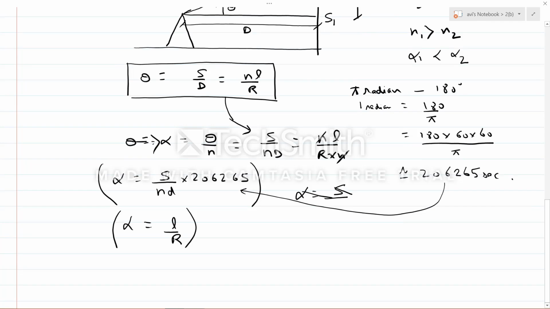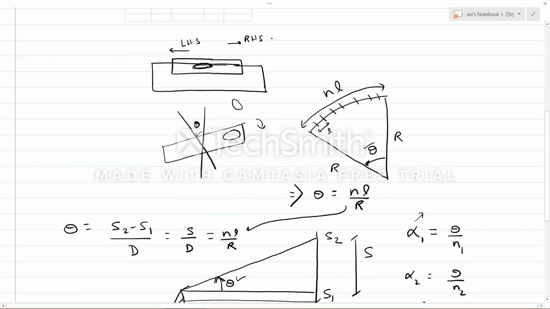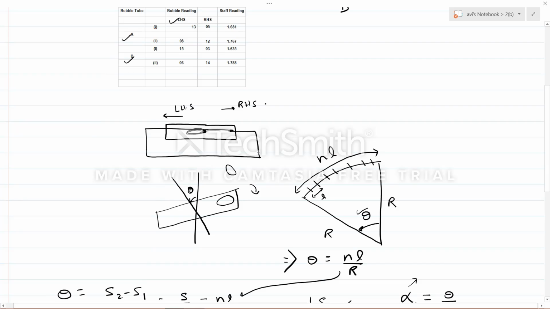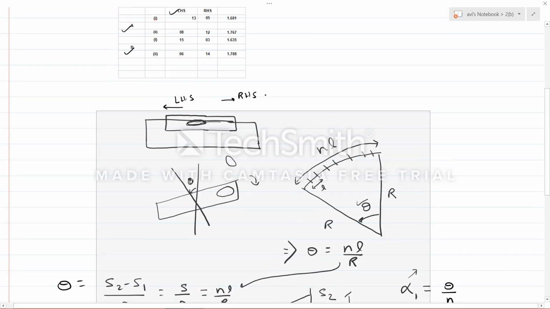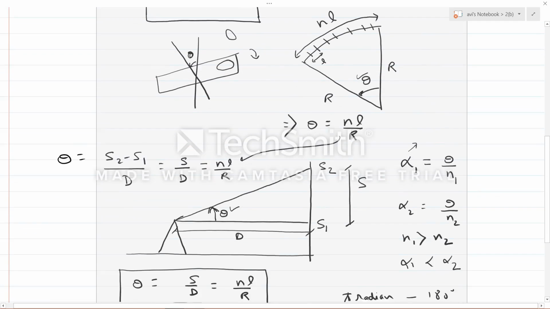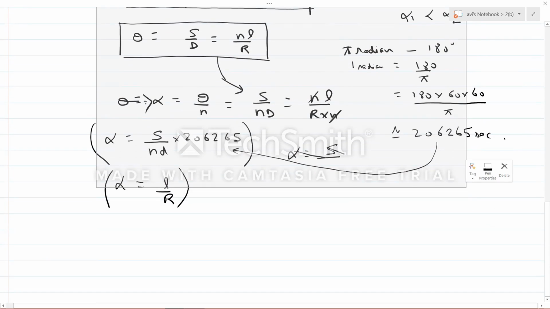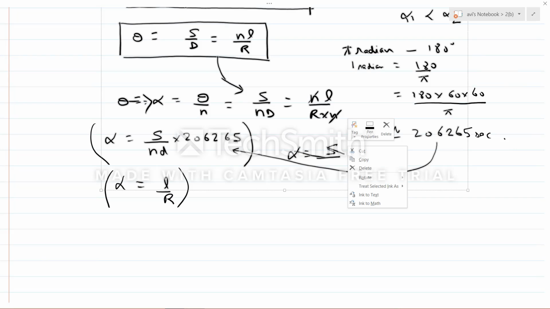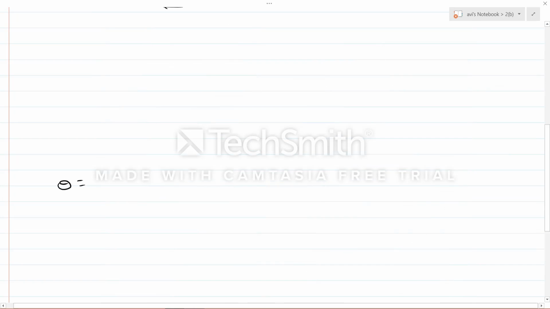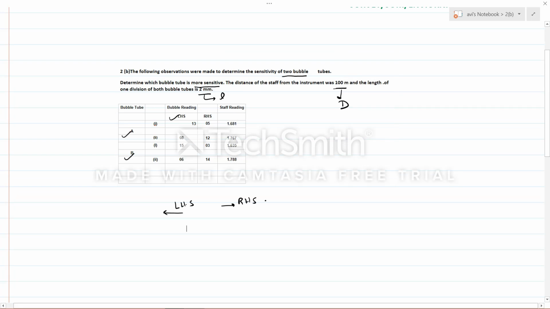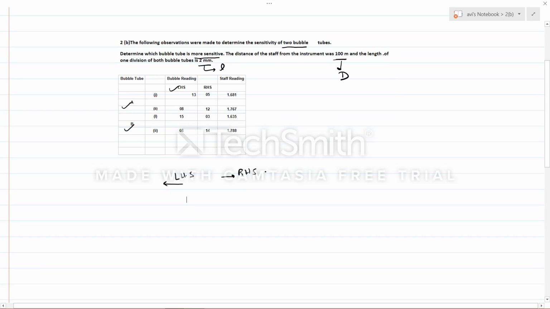Okay. Now very quickly moving to the question, I am deleting this, and by following this theory we will move to the question. Now, in the question it is given, the following observations were made to determine the sensitivity of two bubble tubes, bubble tube A and bubble tube B.